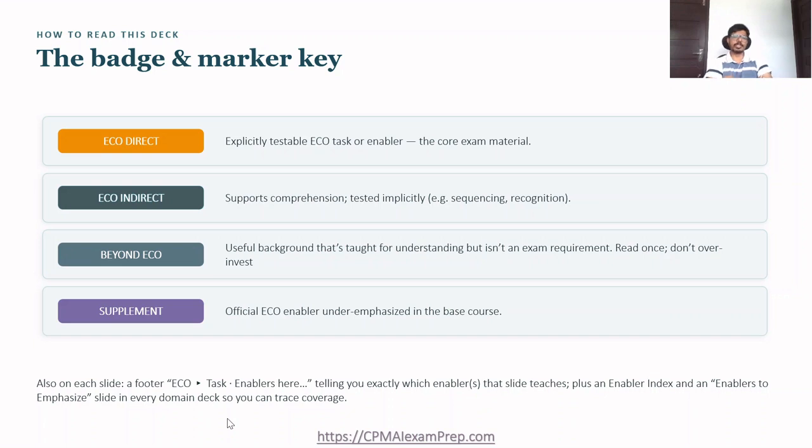Okay, in this course material, you will notice a marker showing on the slides. These markers are there to help you quickly see whether a topic is directly aligned to the ECO, the exam content outline, or not. Think of them as a kind of cue. They will save you time and make it easier for you to focus on what is exam critical versus what is background context.